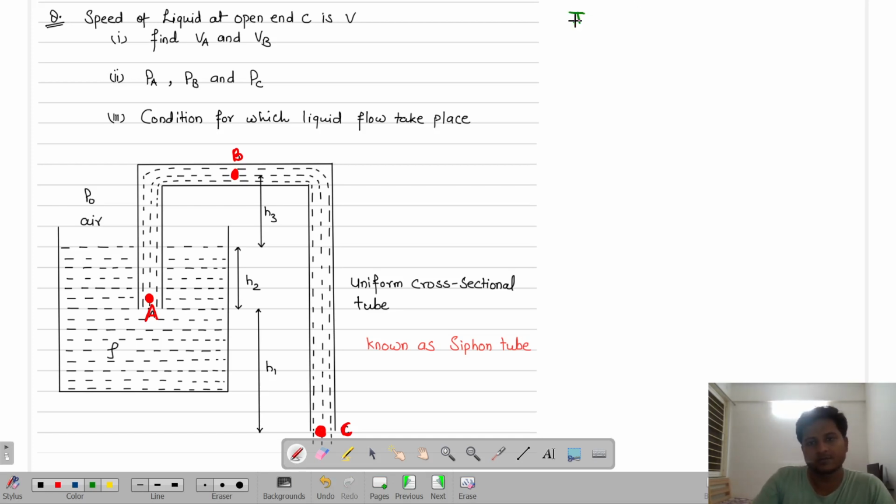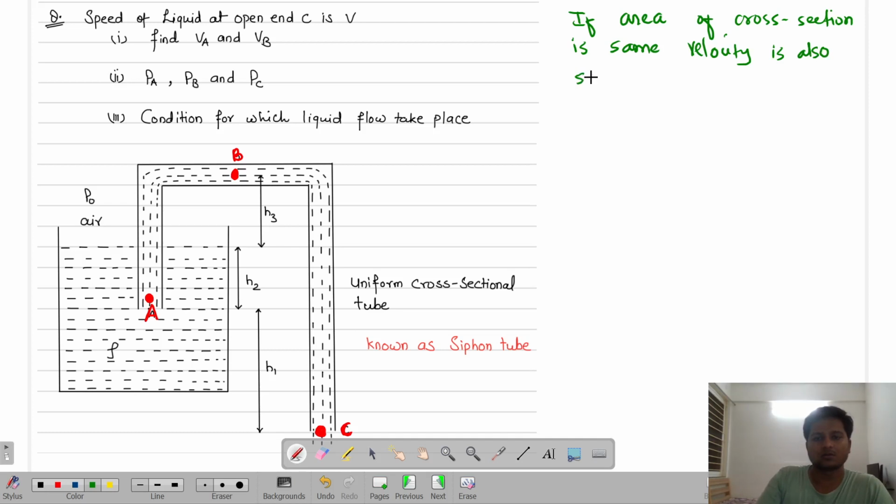So if the area of cross section is the same, velocity is also the same. So that means V of A is equal to V of B is equal to V of C. Consider it to be V. Are you able to get me? So I can directly apply the equation between any 2 points.